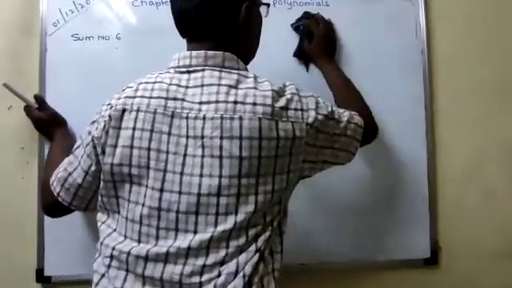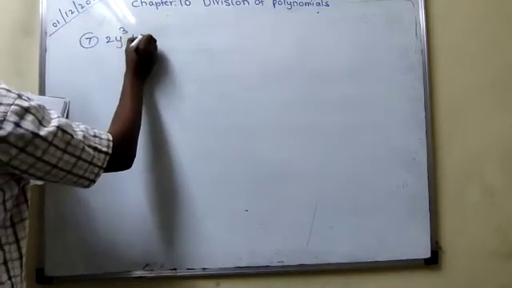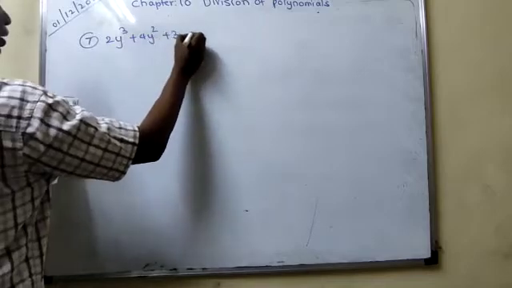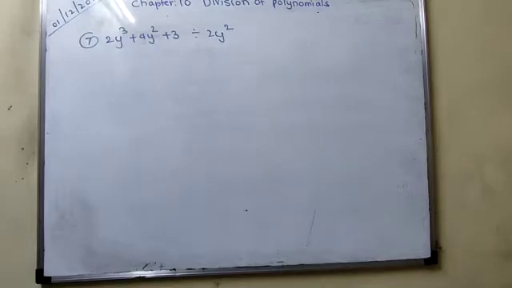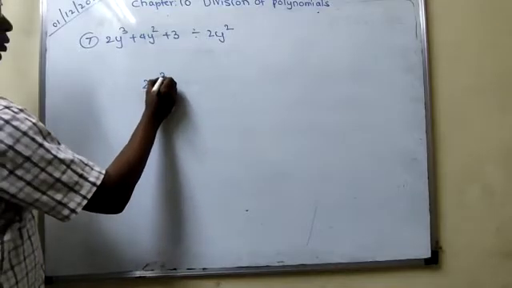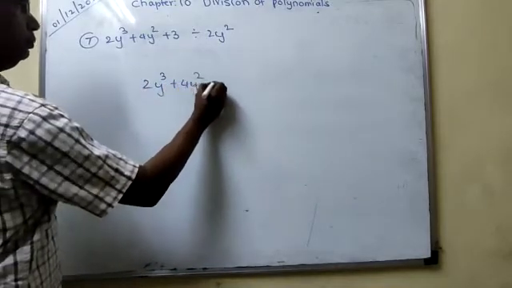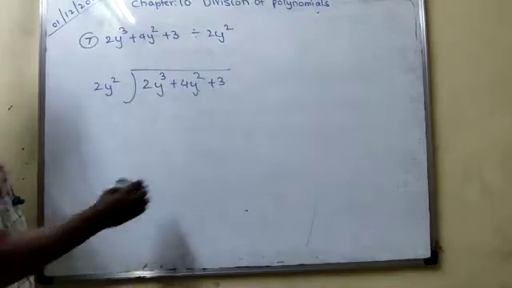Sum number 7 now. The question is as follows. It is given as 2y cube plus 4y square plus 3 divided by 2y square. Now this is your dividend and this is your divisor. So 2y cube plus 4y square plus 3 divided by 2y square.